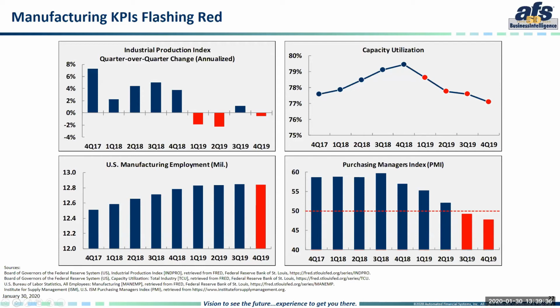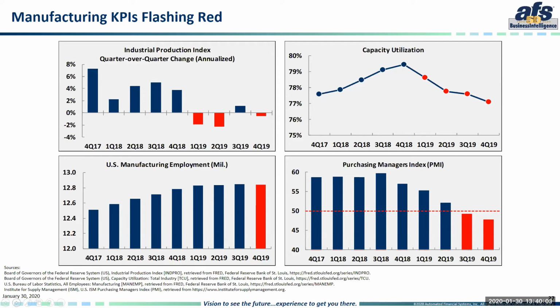Then on the bottom right, we have a measure called the Purchasing Managers Index. I really like that one. It's a very comprehensive measure. Basically, it's an index that surveys manufacturing supply executives, and it averages their responses related to things like new orders, inventories, and production. So it's a really comprehensive way of measuring manufacturing health. If it's above 50, the sector is expanding. If it's below 50, the sector is contracting.